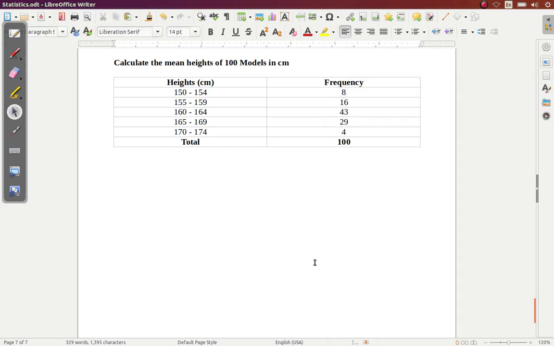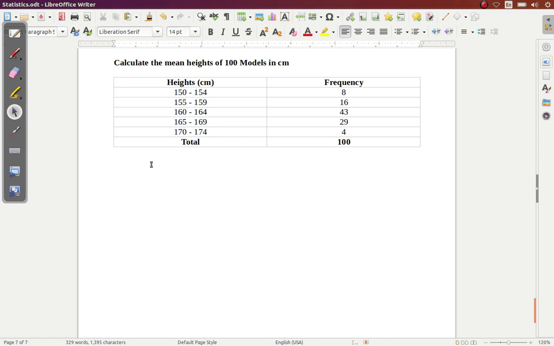Let us look at this table. What I want you to do is to calculate the mean height of the 100 models in centimeters. Remember now, this is a grouped distribution. So pause the video and go ahead. Okay, you have done that.